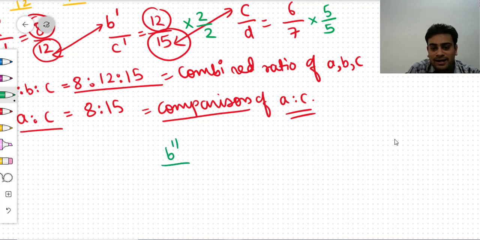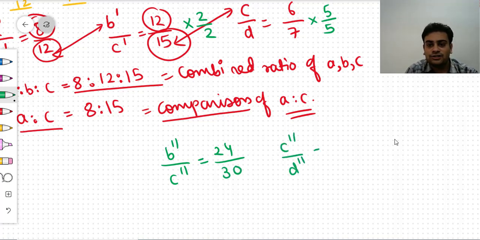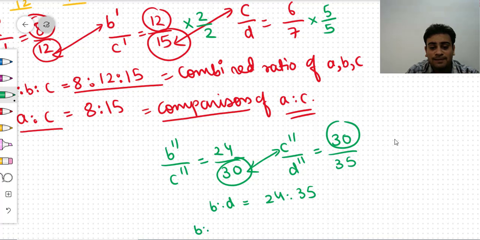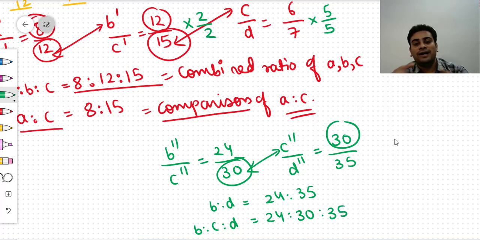So my next B double dash and C double dash will be 24 upon 30, and C double dash and D double dash is equal to 30 upon 35. So again you can see here that the C quantity is the same in both the ratios. So if you just need to find B is to D, then it is equal to 24 upon 35. Or if you need to find the combined ratio, which is B, C and D, that is equal to 24 is to 30 is to 35. So in this way you can find combined ratio or compare two ratios, right?